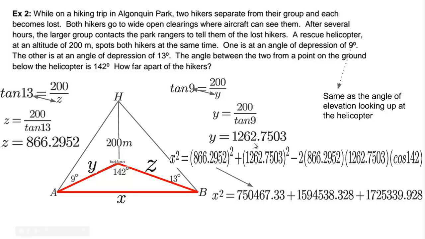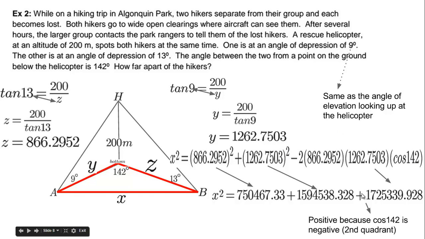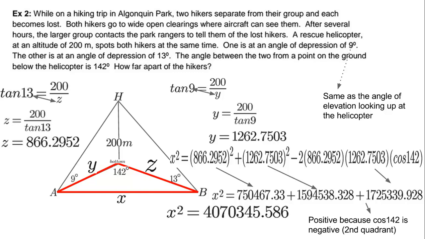So the first guy is the square, the second guy is the square, and the third guy is the 2 times this times this times this. Notice how the plus comes in because cosine 142 is an obtuse angle. So this a negative times a negative becomes a positive. Okay? 142 is in the second quadrant where cosine is negative. So yeah, x squared is 4 million. And then x is 2017, which is really nice because it does make sense as an answer.